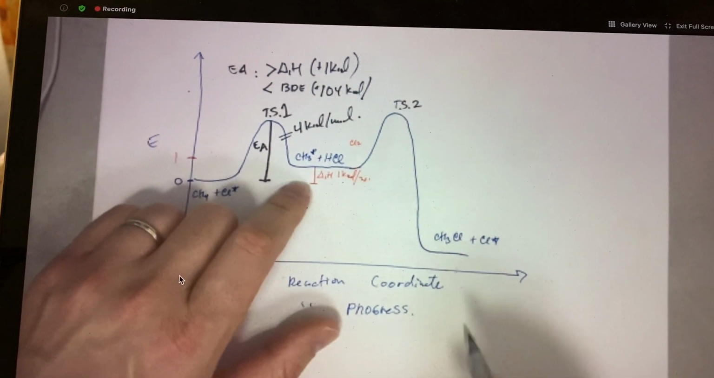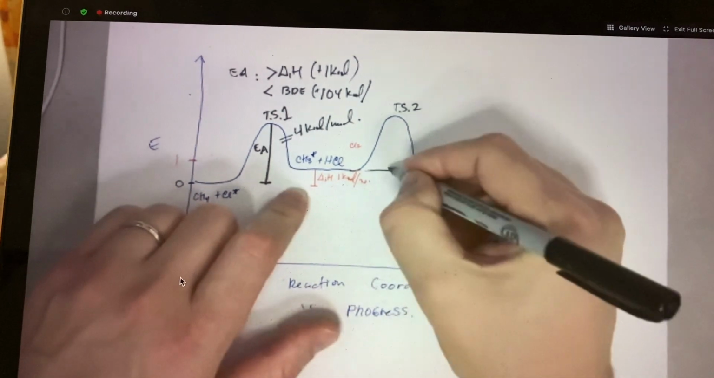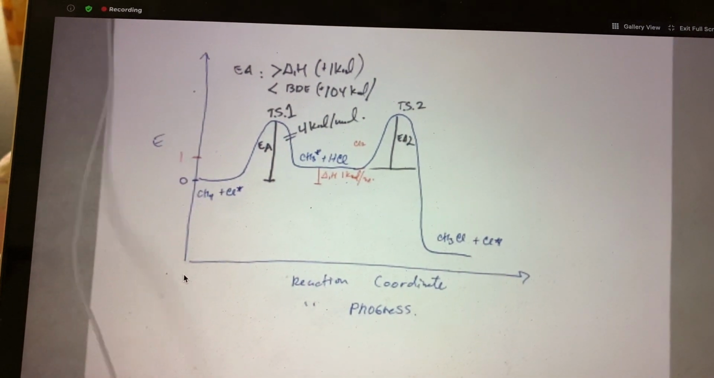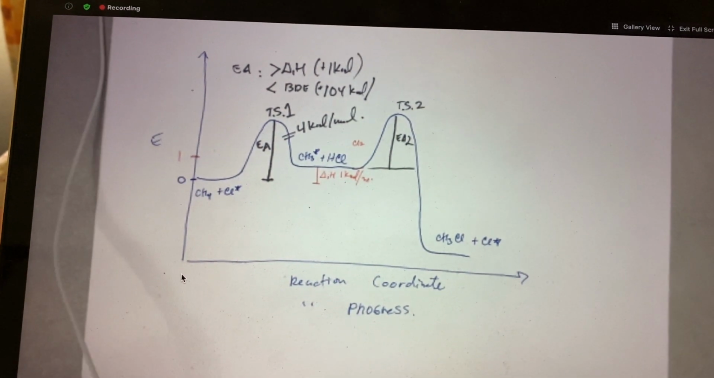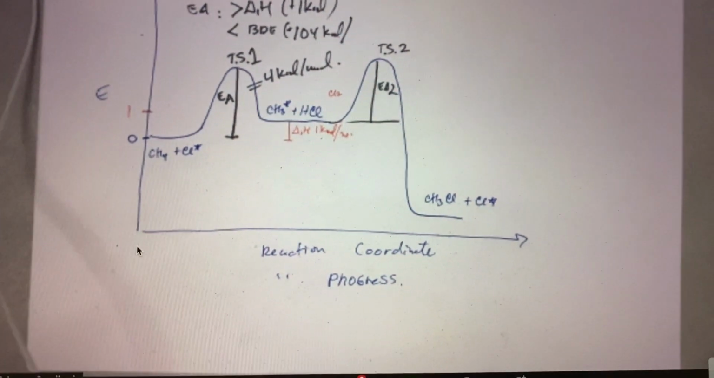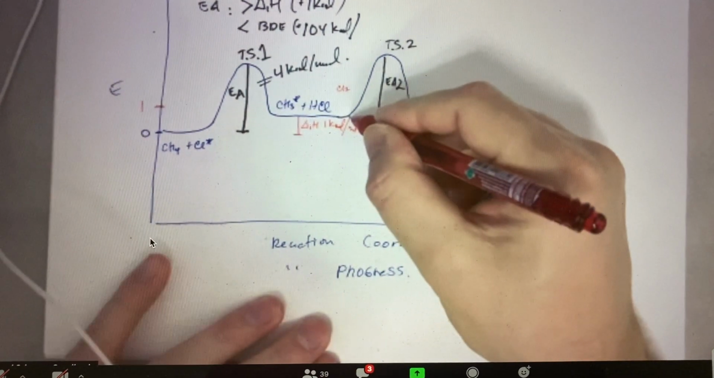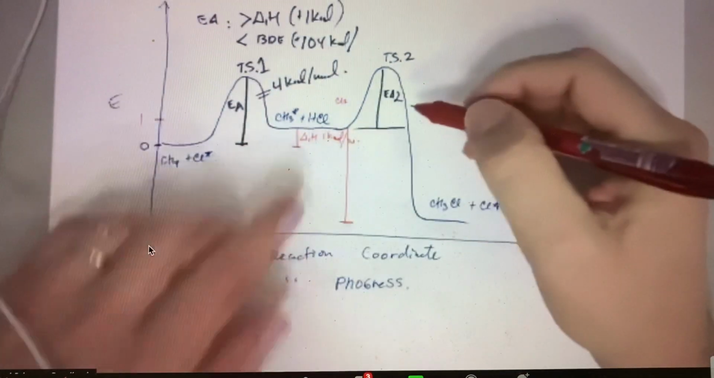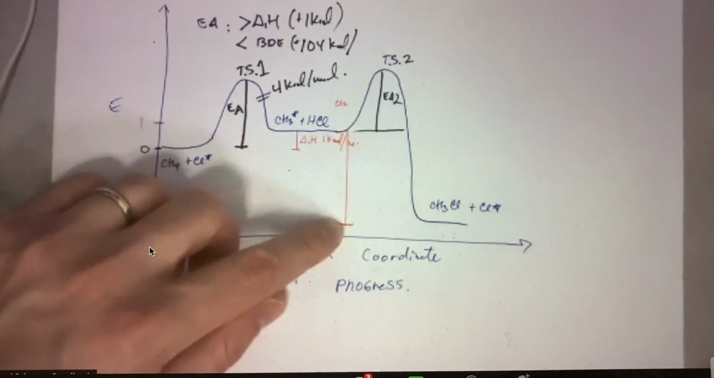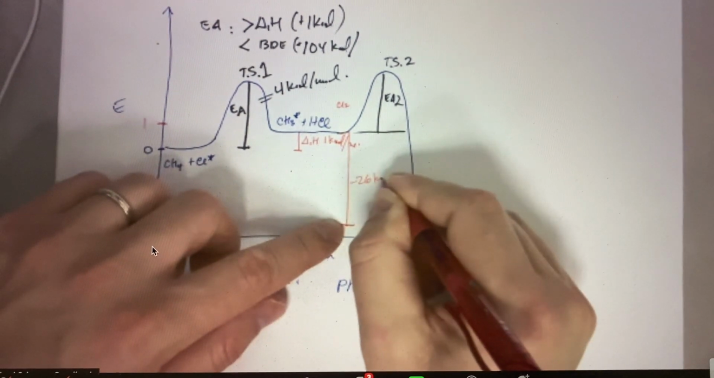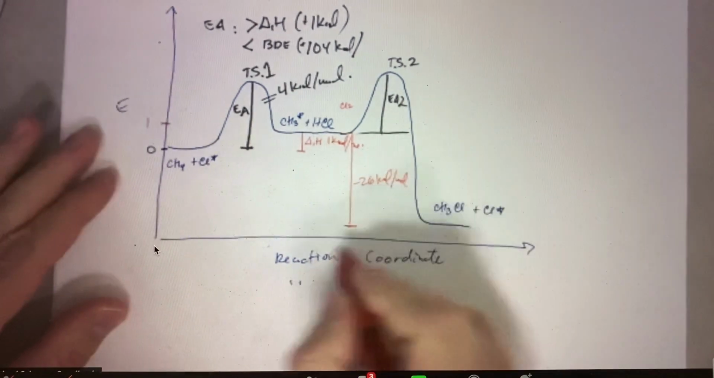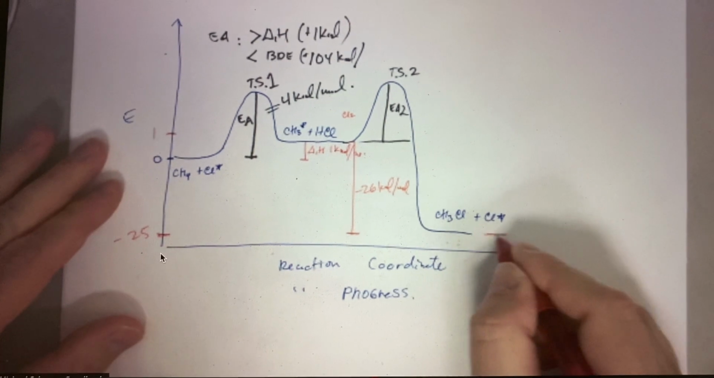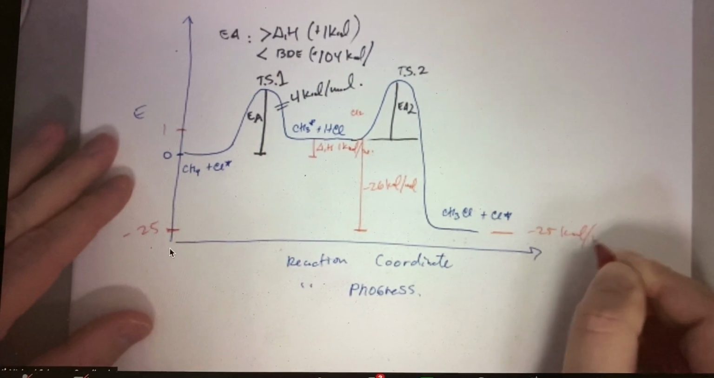Don't know exactly what it looks like. It has some activation energy, which is this gap. Don't know what it is. Don't care about it too much. The thing that we did that was unique is that from this point to this point, from here to here, the enthalpy dropped 26. And the overall enthalpy of this reaction is minus 25 kcals per mole. So this point right here is minus 25 kcals per mole.